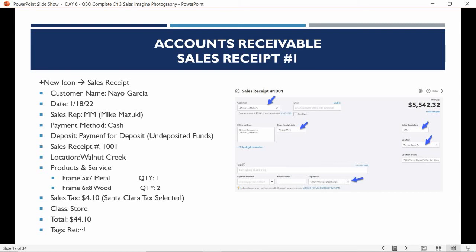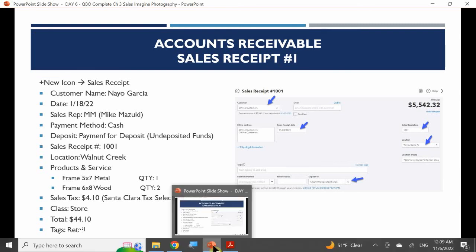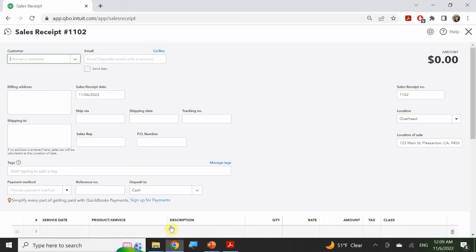If you have your sales rep on as a custom field, it should appear on your form here for Mike Mizuki. And of course, payment method is going to be cash, and the deposit is going to be payments to deposit. So once again, that's your undeposited funds account, and it's going to be for the Walnut Creek location, sales receipt number 1001.